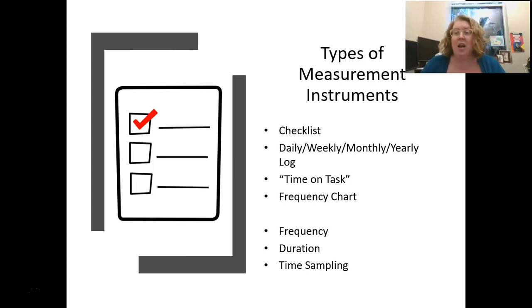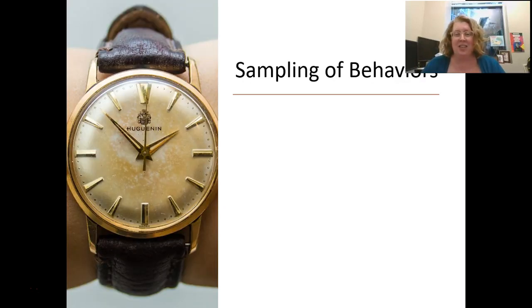There might be a log of behaviors, so it might be a log of how many books they've read or a log of the standards that they've met, and that might be on a daily, weekly, monthly, yearly basis. We could have things like a frequency chart or a time on task chart where we're keeping track of those. And that's where we get into frequency, duration, and time sampling. These are really methodical ways where we could collect really consistent data about a kid's behaviors. So I'm going to define each of these sampling techniques because it's important that we think about how we measure behaviors if we're going to think about how we could influence them.